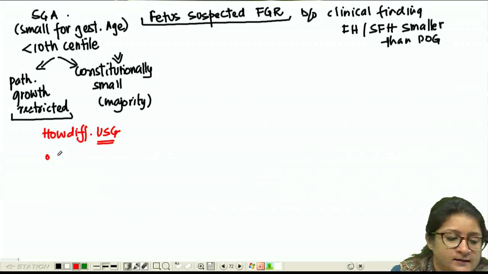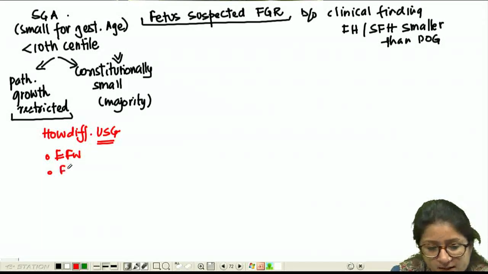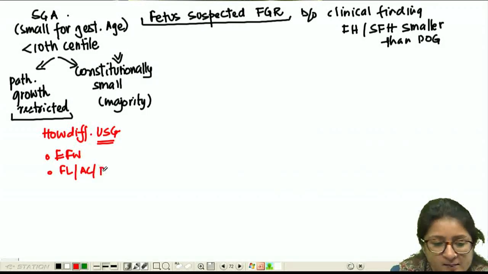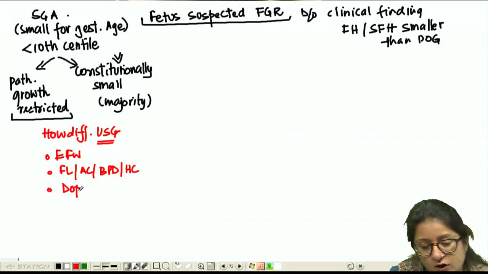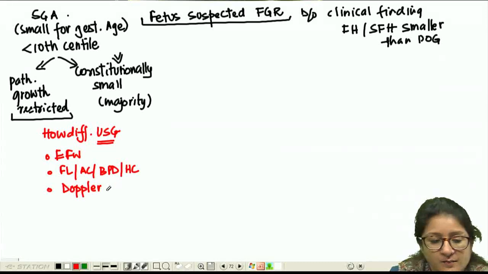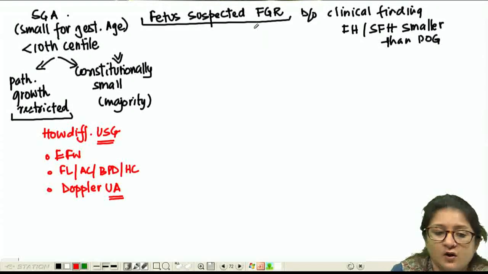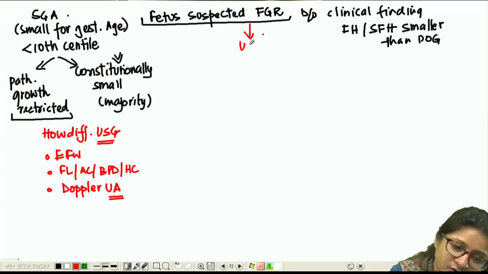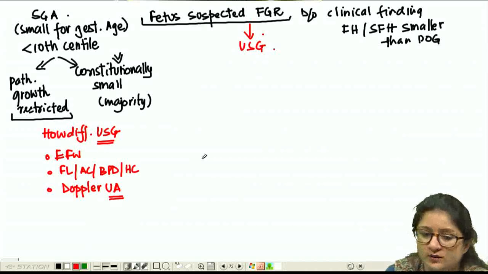We will see the estimated fetal weight, we will see the individual parameters like FL, AC, BPD, head circumference, and we will see the Doppler findings, right? Umbilical artery Doppler. So on suspected IUGR, we have to do an ultrasound, and a single ultrasound will not show us anything.